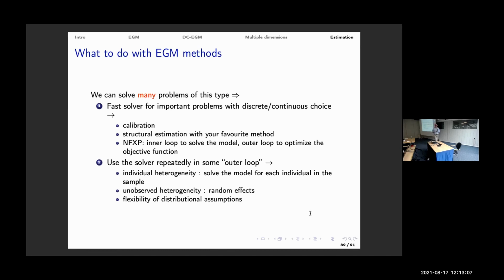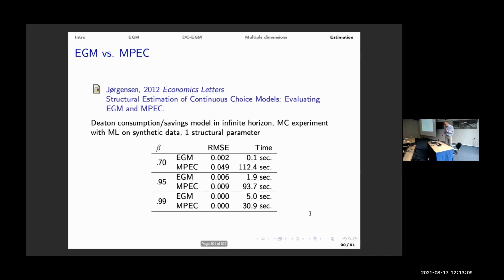So that's I guess the main takeaway. It works fast, and this early paper by Thomas compares the estimation based on EGM to MPEC estimation, and you can see here that for the models that fit this specification, there's no competition really. EGM just blows everybody away.